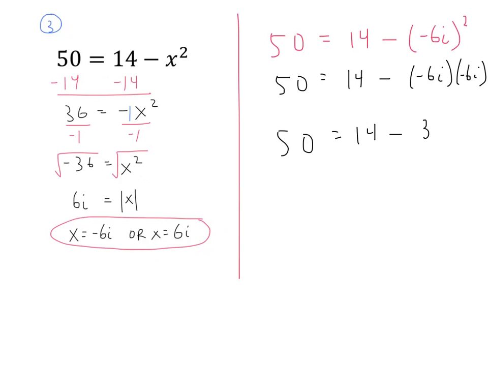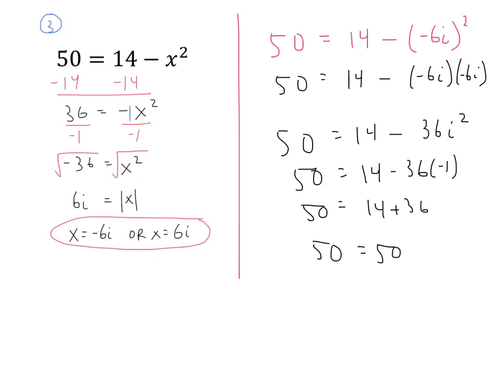That's positive 36i squared. We know i squared is negative 1, so we have 14 minus 36 times negative 1 on the right-hand side. And the negative 36 times negative 1 is positive 36. So we get 50 is equal to 14 plus 36, or in other words, 50 is equal to 50. Which is true. Okay, so it's kind of weird, but we got 2 solutions, 2 imaginary solutions. Both of these would make our original equation true.